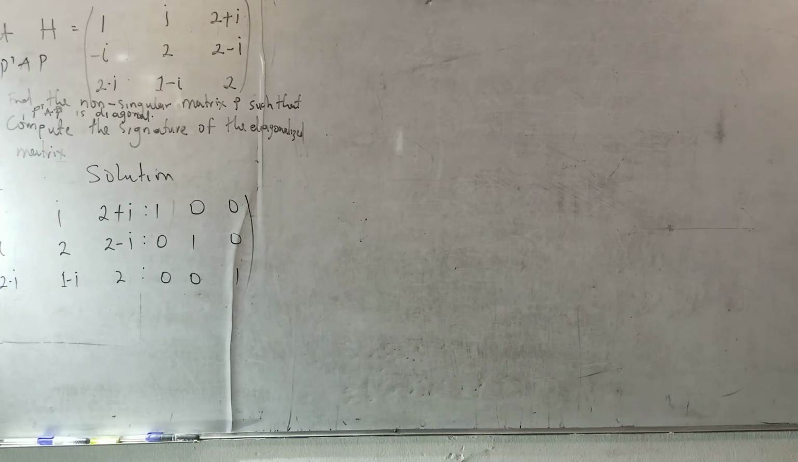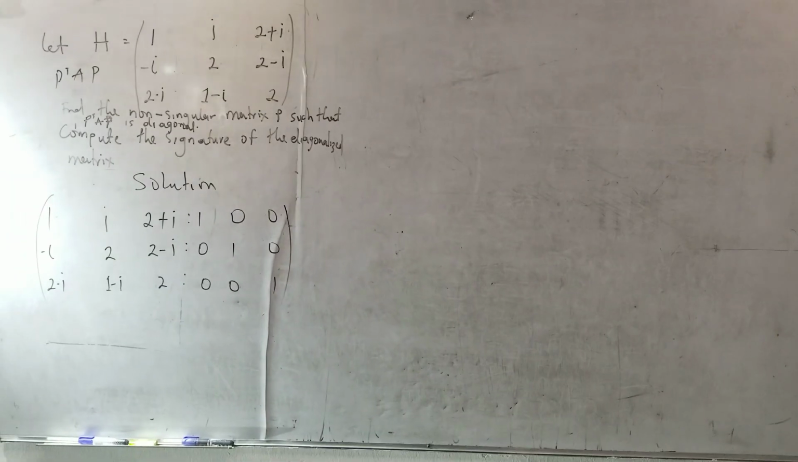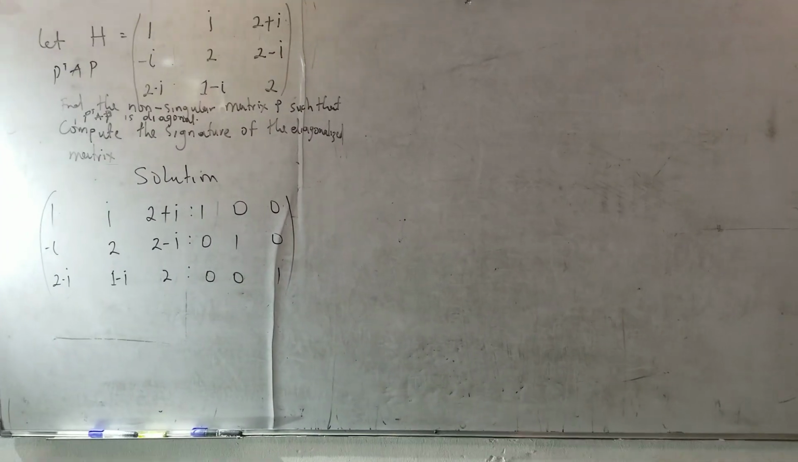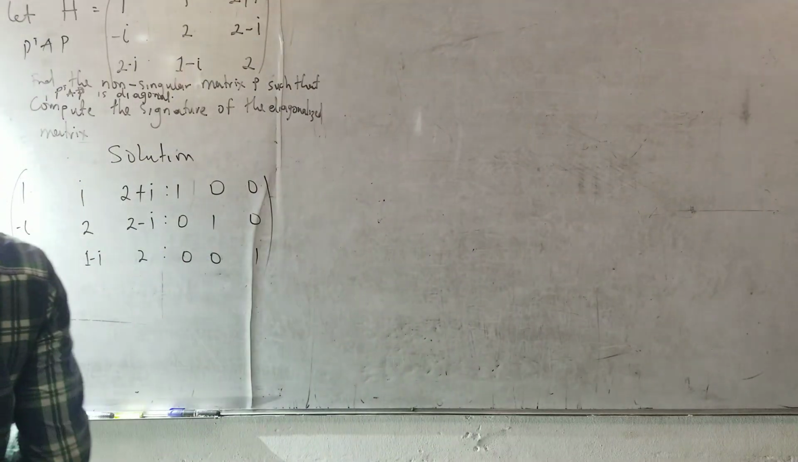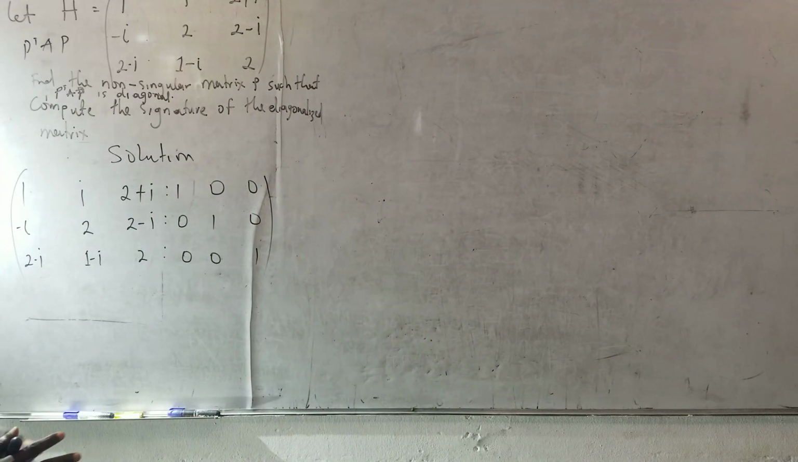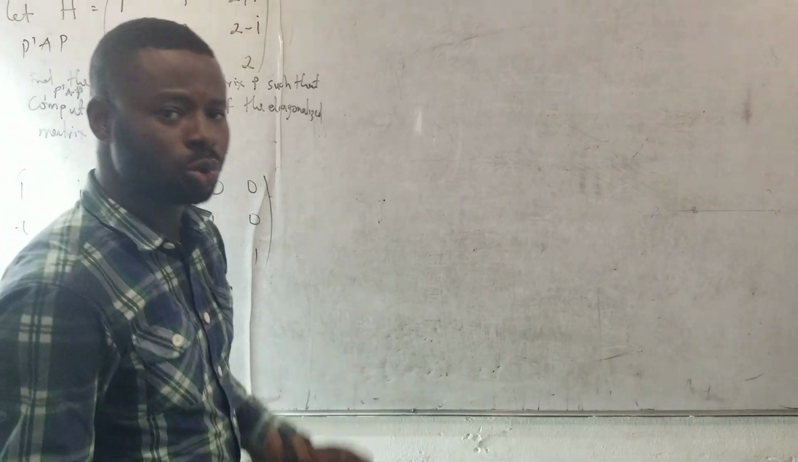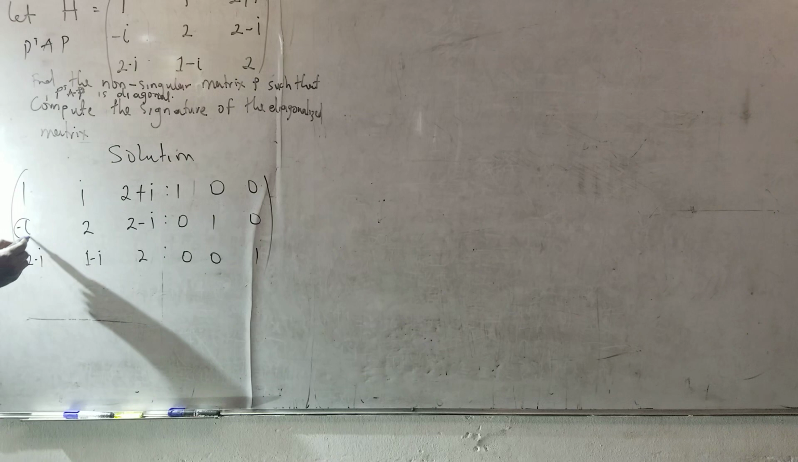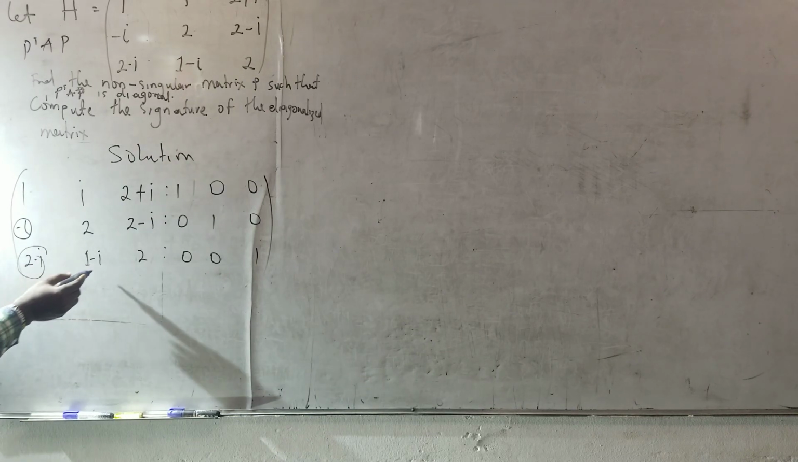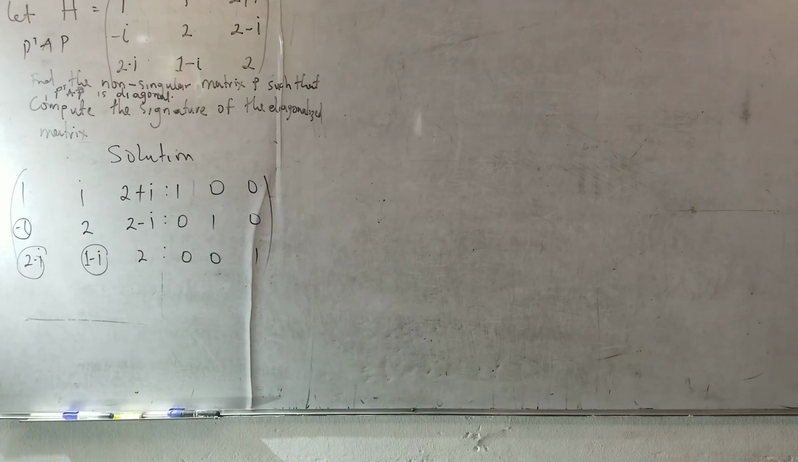Now, from there, I can continue by doing row reduction and column reduction. How do I do it? First, I want to turn this one to 0, turn this to 0, and turn this to 0.